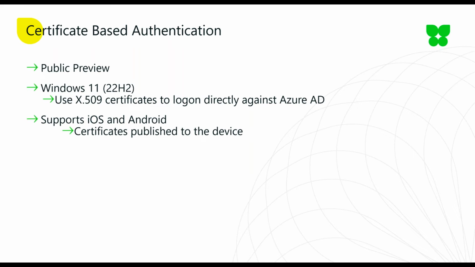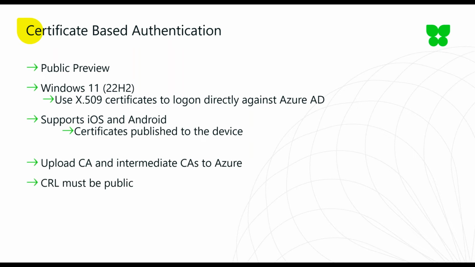It also supports iOS and Android. Now that's fairly new. As long as the certificate is published to the iOS device or the Android device, it should work. Now there are a couple of limitations on this. So first, you need to make sure that the CA, the certificate authority, and any intermediate CAs are published and uploaded to Azure so it can understand exactly what's going on. Your certificate revocation list must also be public, so Azure must be able to check that to make sure that these certificates have not been revoked.